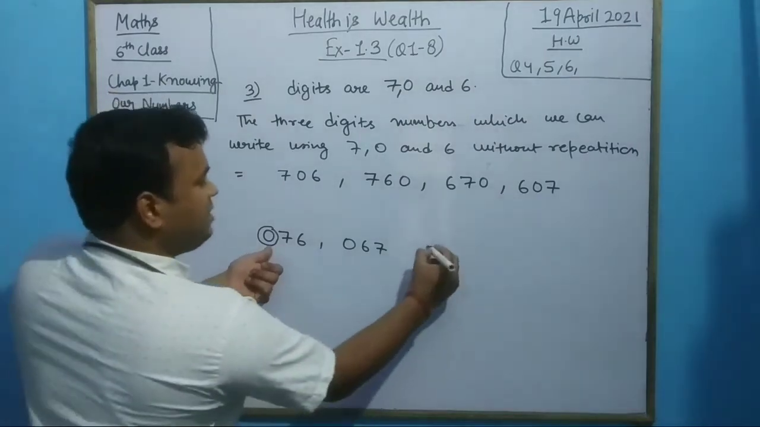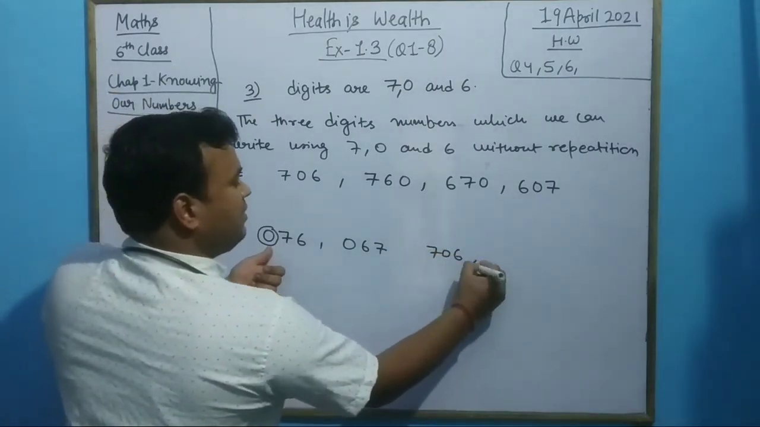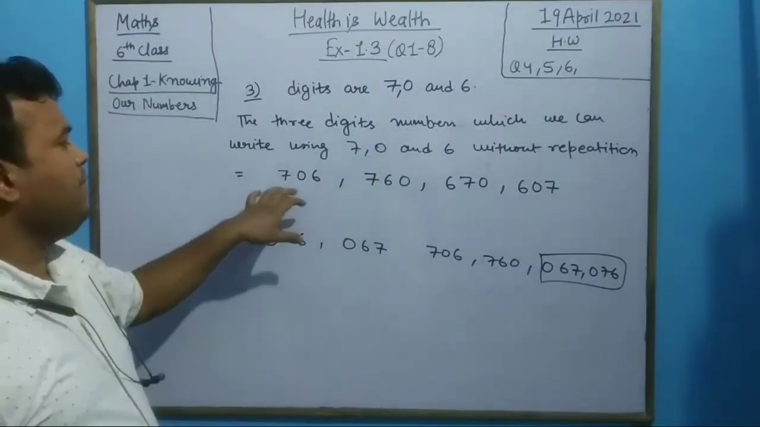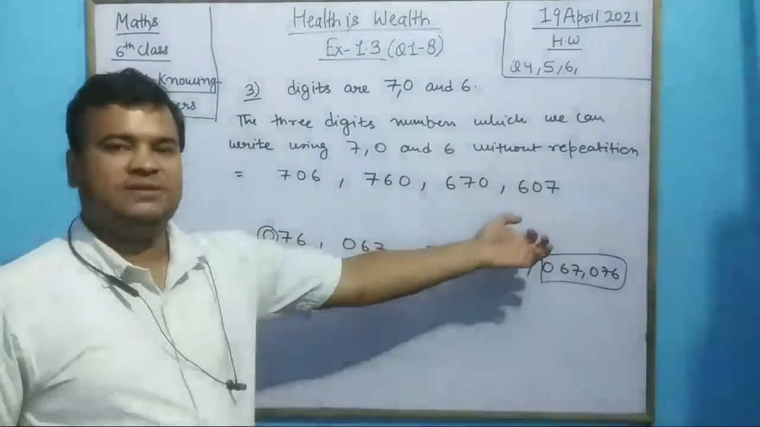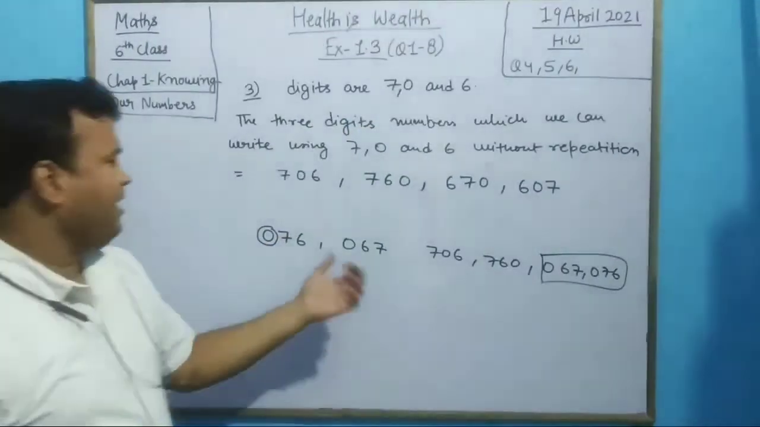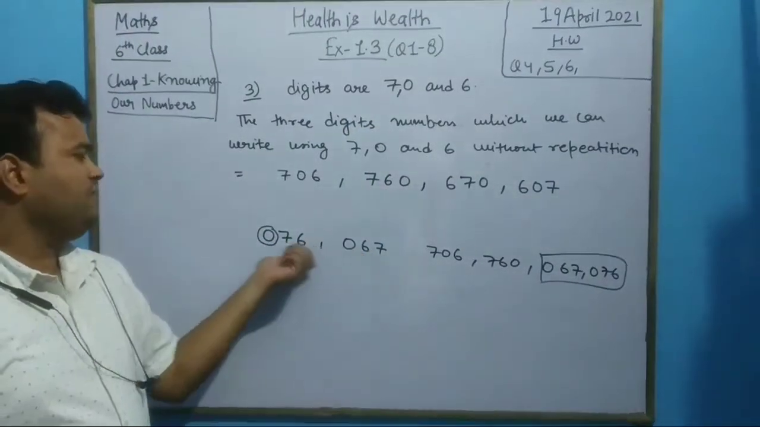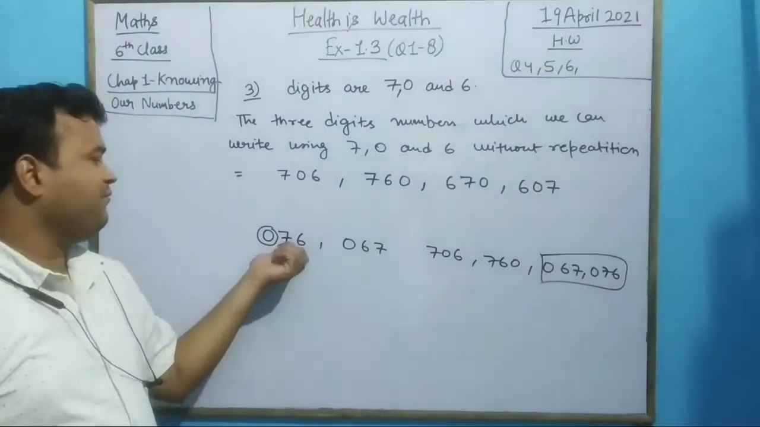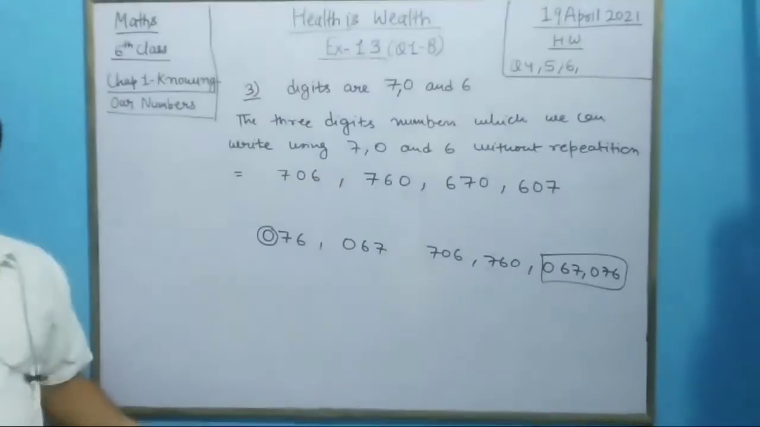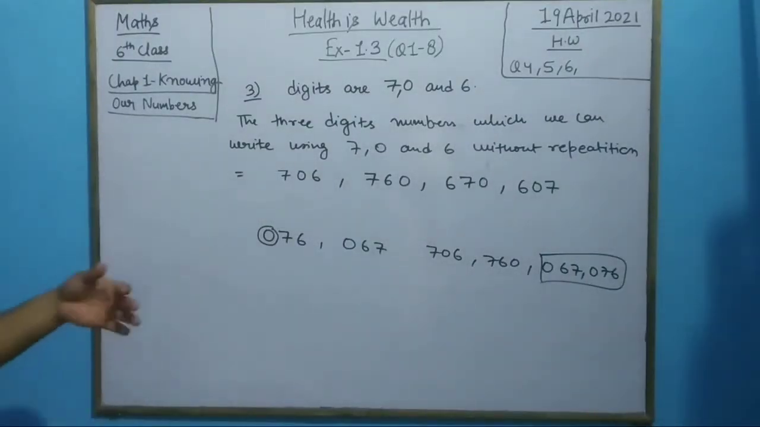We can write 706, 760. So when we talk about 3-digit numbers, these 4 3-digit numbers are possible using these 3 digits. As we have seen, the 2 numbers which we can form with 0 at the front are only 2-digit numbers, they are not 3-digit numbers. Okay, so let us see the next question.